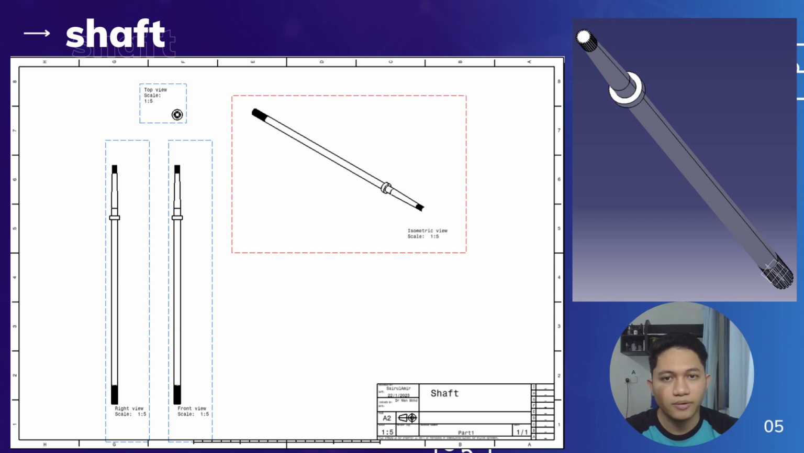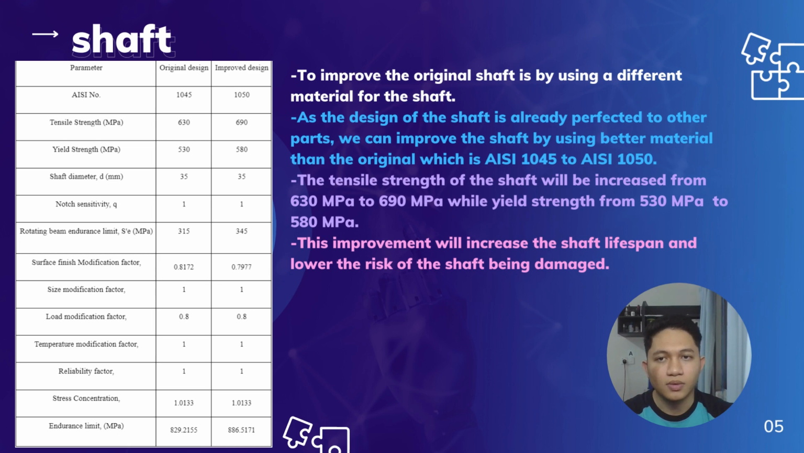So this is the drawing of the shaft. This is the drafting drawing, and this is the 3D drawing. So this is the improvement that we made to the shaft. To improve the original shaft is by using a different material for the shaft. And as the design of the shaft is already perfected to other parts, we can improve the shaft by using a better material than the original, which is AISI 1045 to AISI 1050.